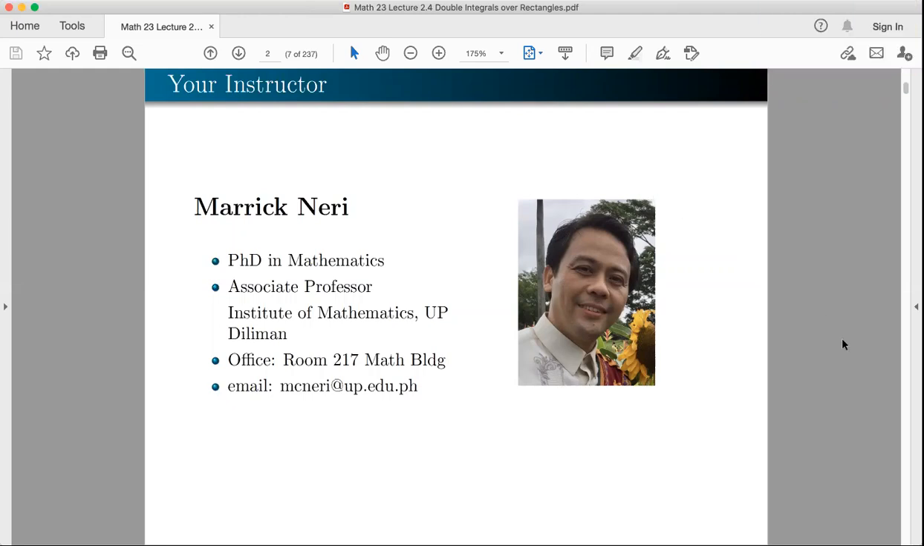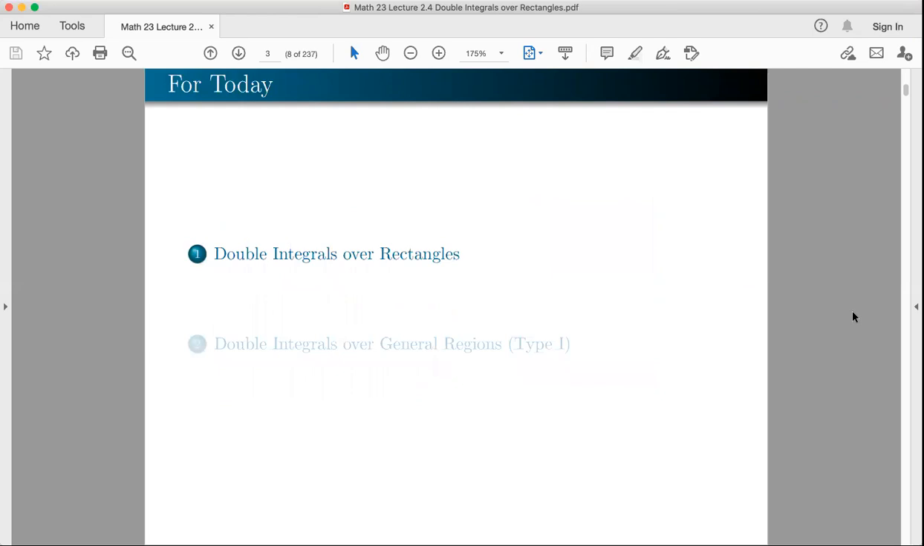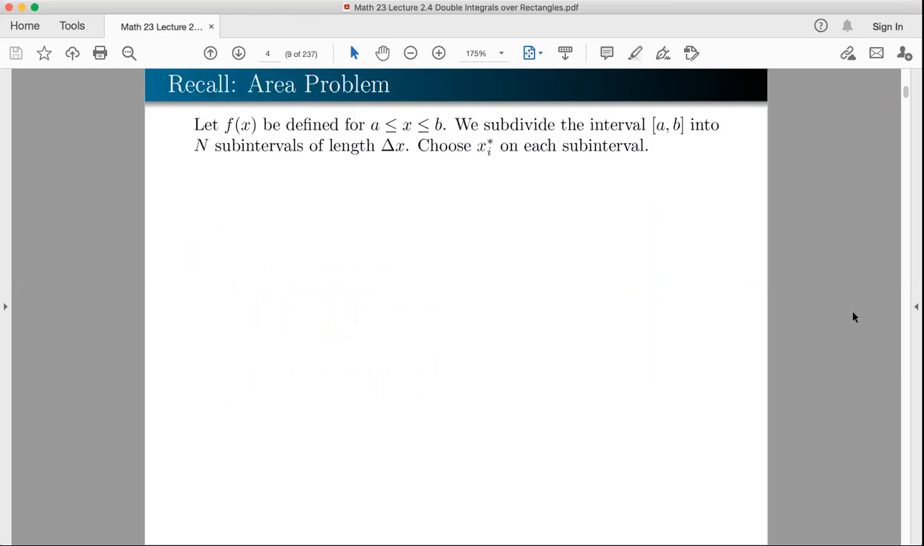Okay, so let us go to the main content of this lecture. Our study will be on double integrals over rectangles. Now, if you recall, our problem way back in Math 21 was what is the area of a region bounded by the curve y equals f of x, the line x equals a, x equals b, and the x-axis.